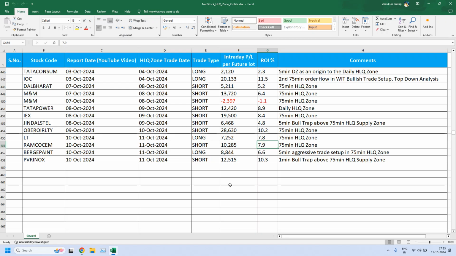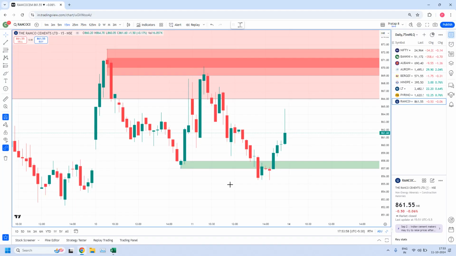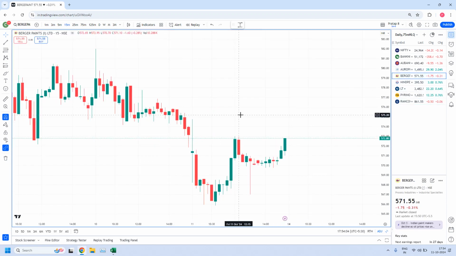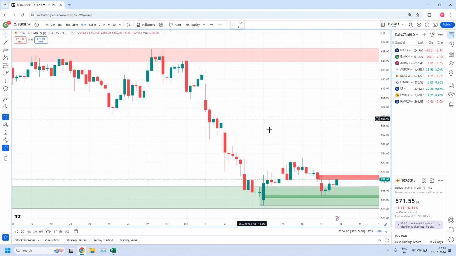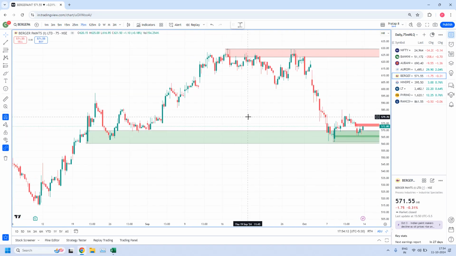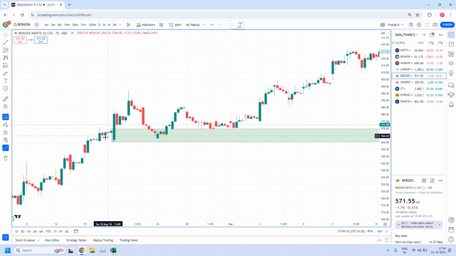Next one, let us look into the Berger Paints. This is an aggressive trade setup. The 5-minute zone is not a fine-tuned zone, but an aggressive trade setup. So this is also a 75 minutes high liquidity demand zone. We have a rally, 1, 2, 3, 4 base candles and a rally candle. This is what our software identified.